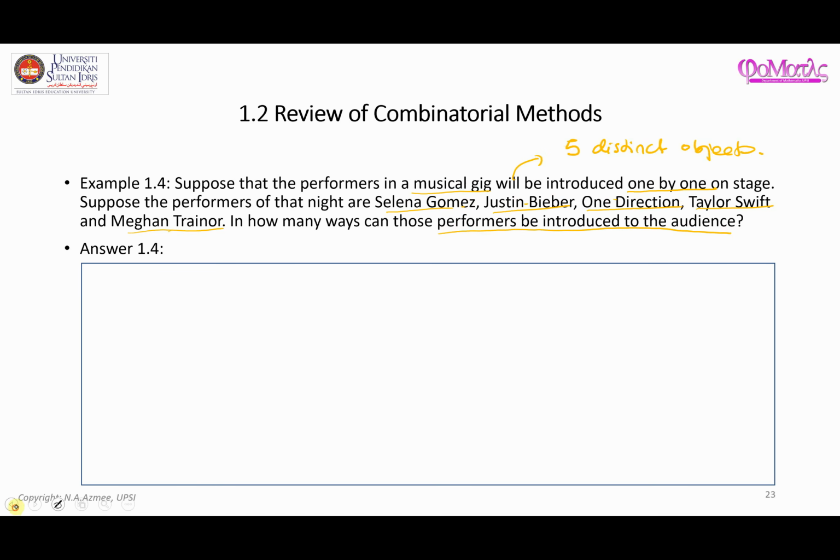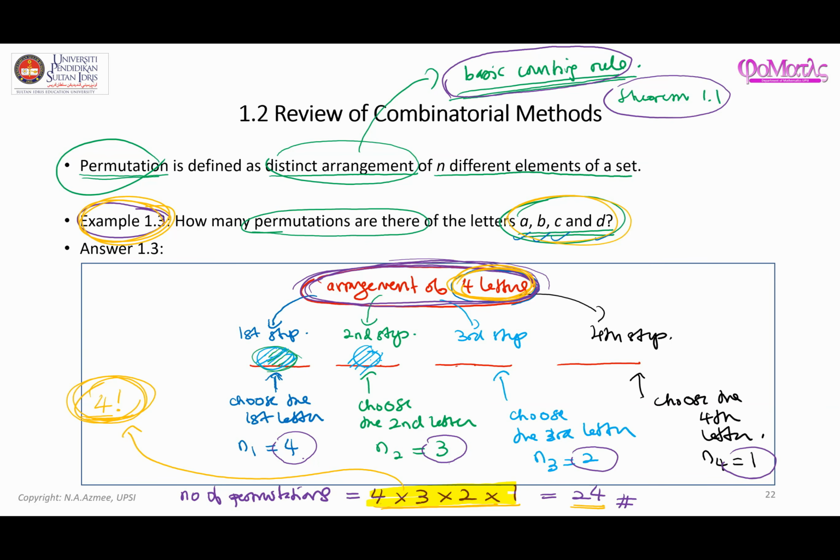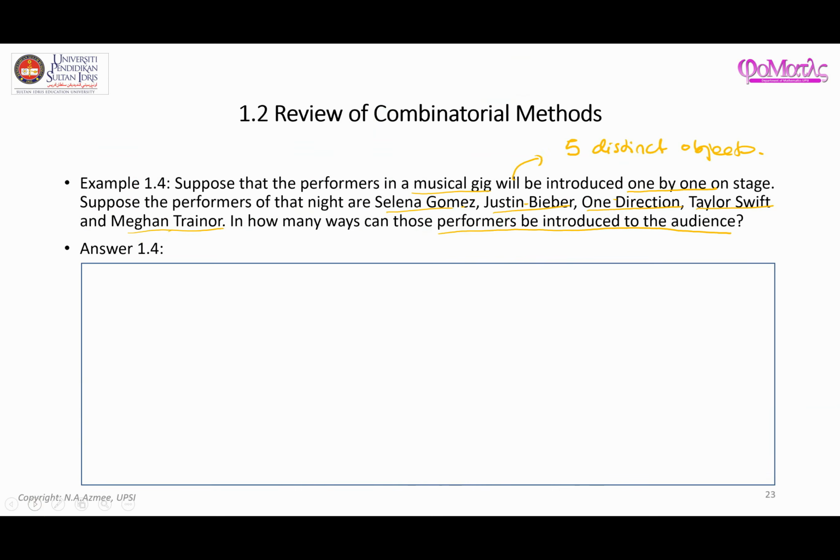So it is the same thing as having 4 letters and how you can arrange them. Okay, so it is the same problem really. And like I said earlier, we can think about it by directing our thought into the basic counting rule. So we are going to try and visualize this as one big problem. The big problem is introducing performers one by one. So how many ways can you introduce the performers one by one?